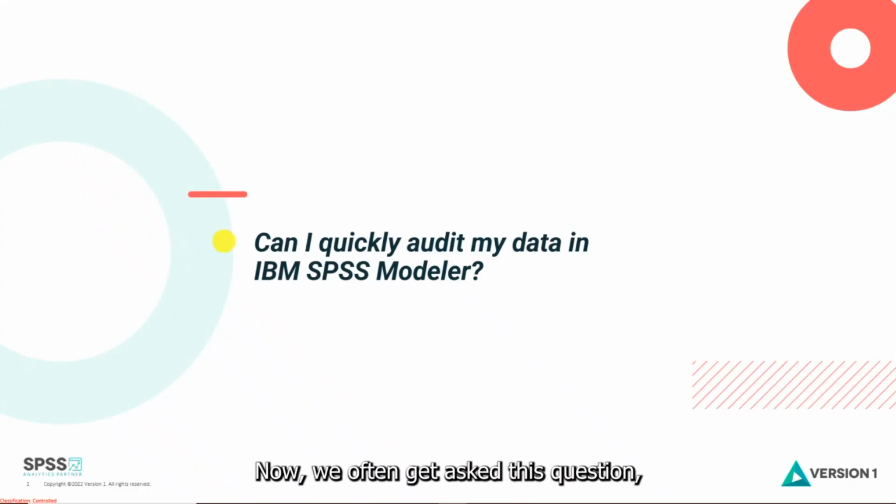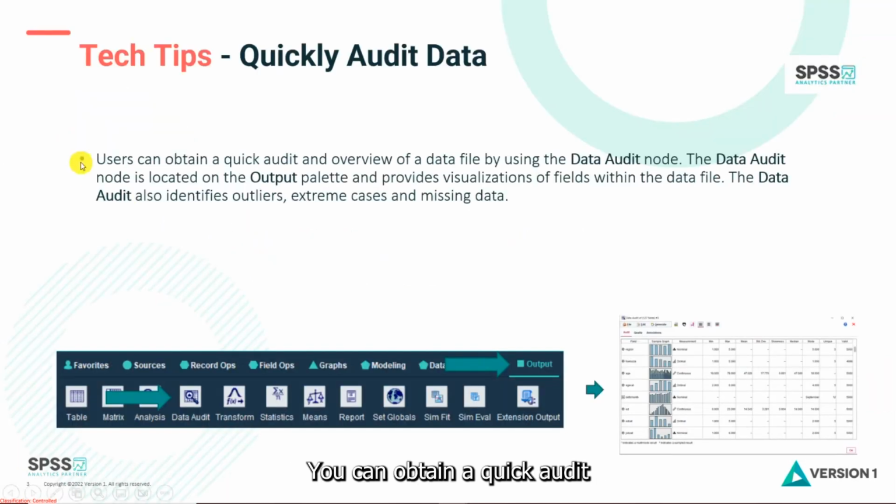Now we often get asked the question, can I quickly audit my data in IBM SPSS Modeler? And the answer to that question is yes. There's an easy way to do this. You can obtain a quick audit or an overview of your data file by using the Data Audit node. The Data Audit node is located on the Output palette, and it provides you with visualizations of your fields, and it will also show you outliers, extreme cases, and missing data. So it's a great tool to know about.